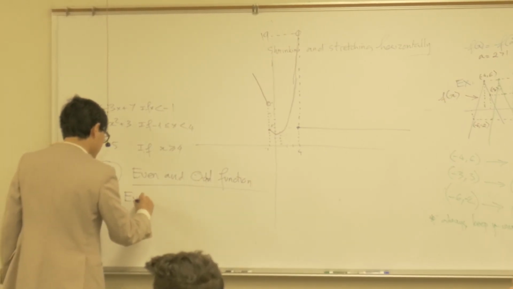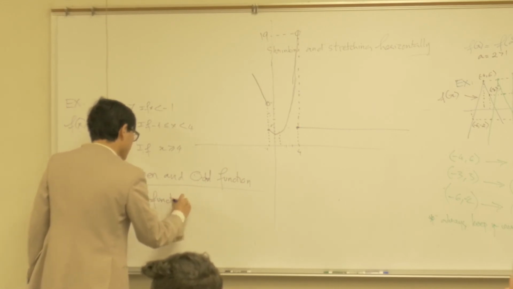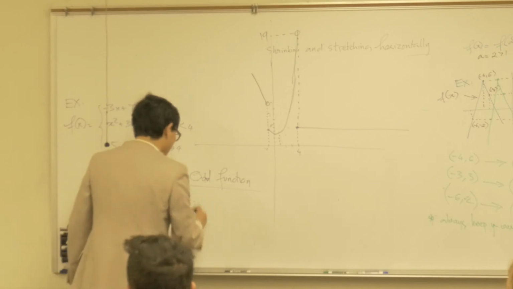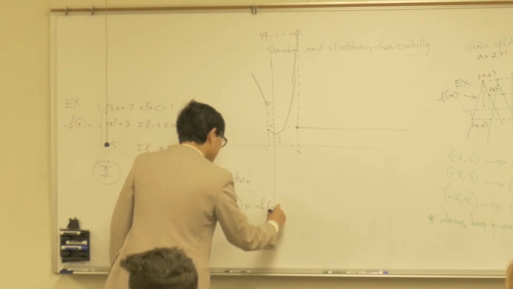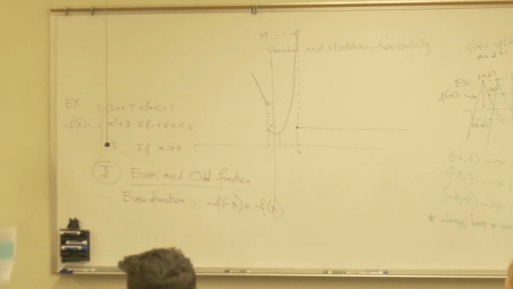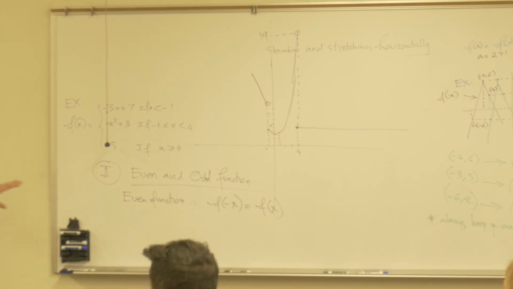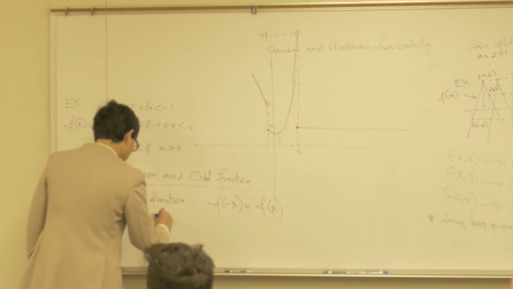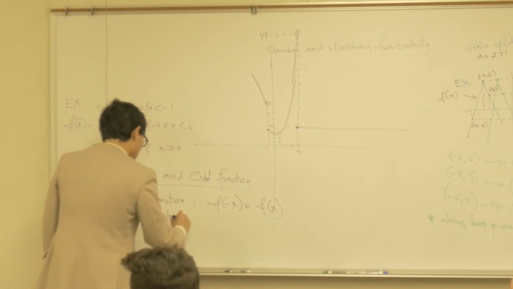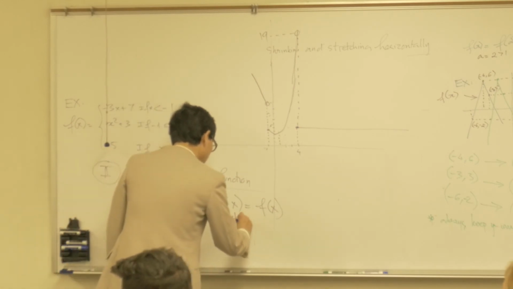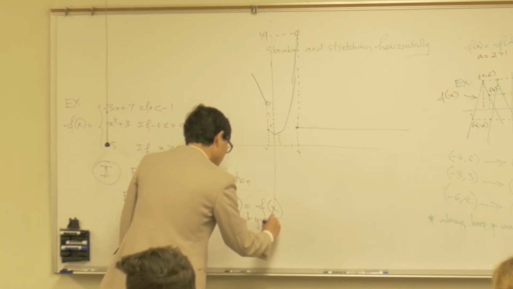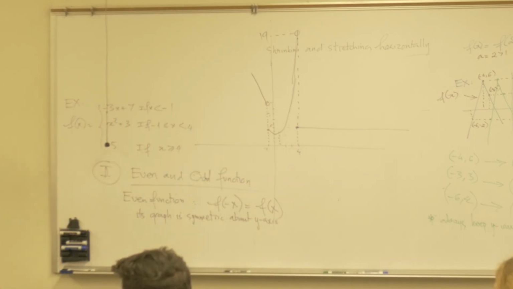An even function is a function when it satisfies f of negative x equals f of x. In this case, the graph of the even function will be symmetric about the y-axis. So I can say its graph is symmetric about the y-axis.